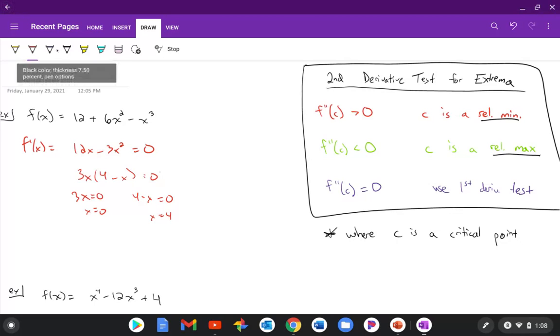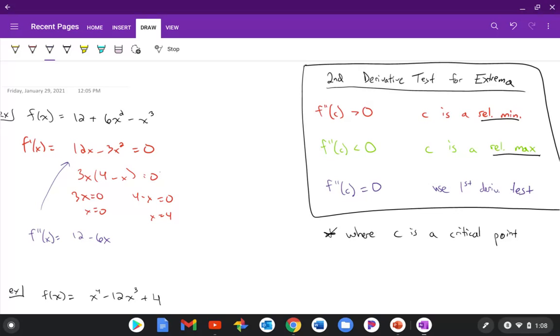From there, we need a second derivative. So let's go ahead and get that. f double prime of x, you're just going to circle back up to there and take the derivative again. We get 12 minus 6x. We don't need to find the inflection points for this. Remember, inflection points are the zeros of the second derivative. We don't need to find those.